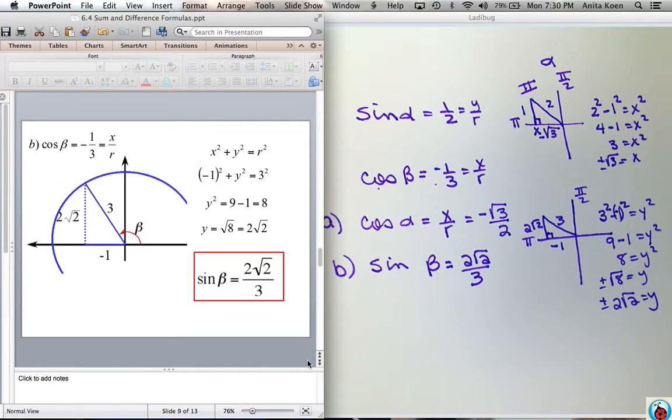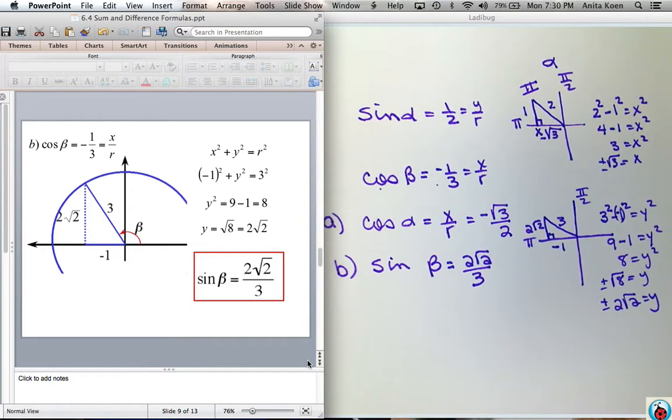Okay, and then this is the same work that I just did on the paper. So you can take a moment and look over it and see that it's the same. Check it out, copy it into your notebook.